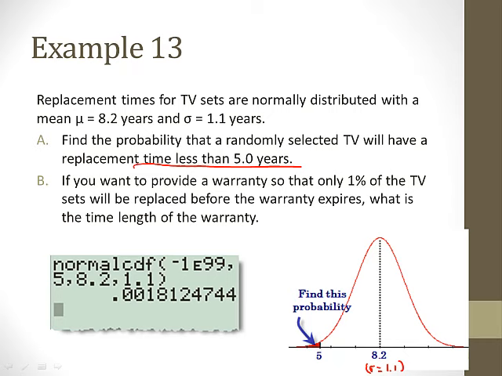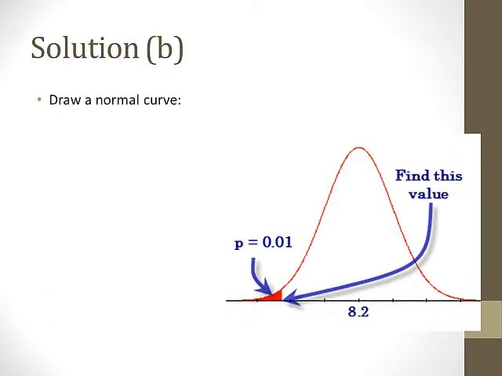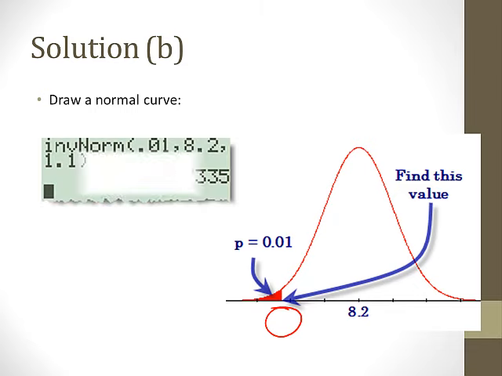Now let's say we want to provide a warranty so that only 1% of the TV sets will be replaced before the warranty expires. What length of time should the warranty be? So again, let's draw this out. I'm actually looking for this value here. What is that value there? Draw your normal curve. We're doing inverse norm. About 5.6 years. Practically you wouldn't want to offer a warranty for 5.64 years. People would think something's up. So somewhere between 5 and 6 years.